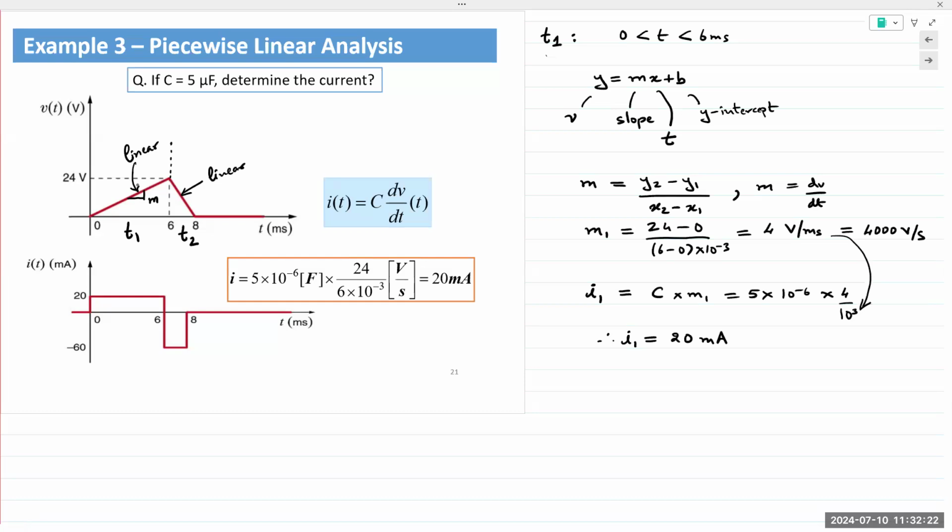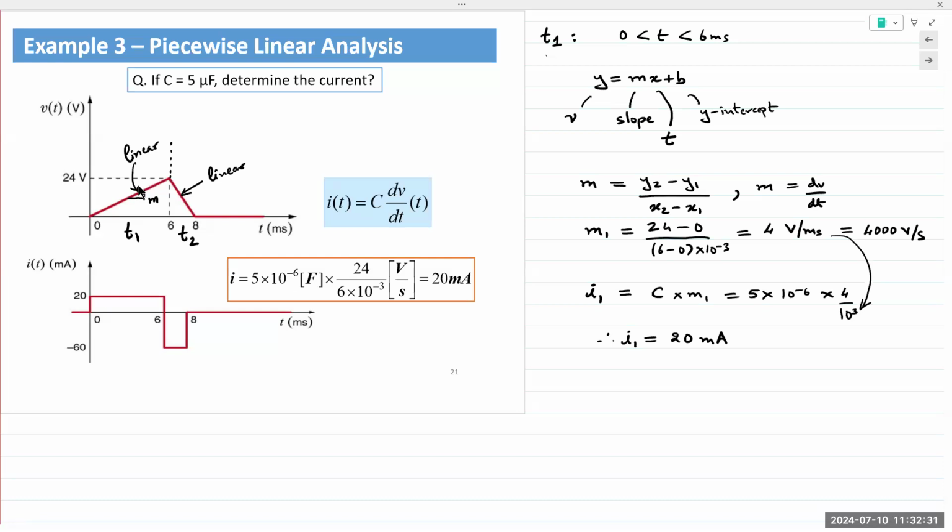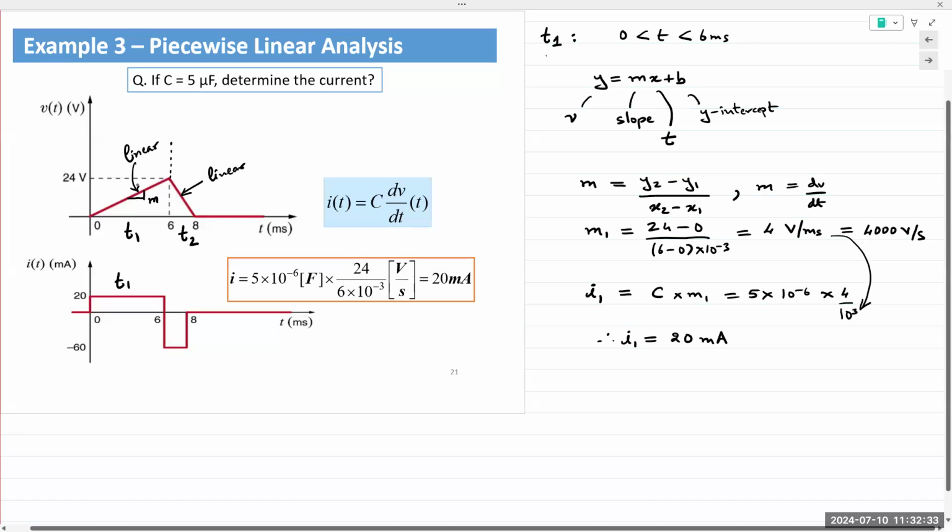It is not a function of time, it's a constant value. Hence, when we plot it, it is simply a flat line, 20 milliamps. This is T1, this is for T2. Make sense?